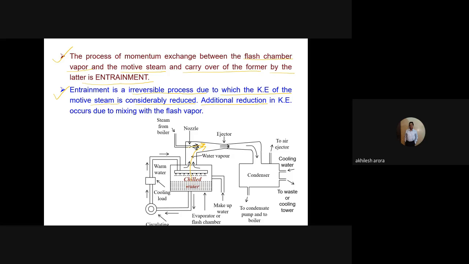Additional reduction in kinetic energy occurs due to mixing with the flash vapor. So how will the kinetic energy be reduced? It will be reduced because the mixing of the flash vapor and the steam takes place here in the mixing section. It is not shown here. It will be shown in the next slides later on. Okay, I hope this is clear.